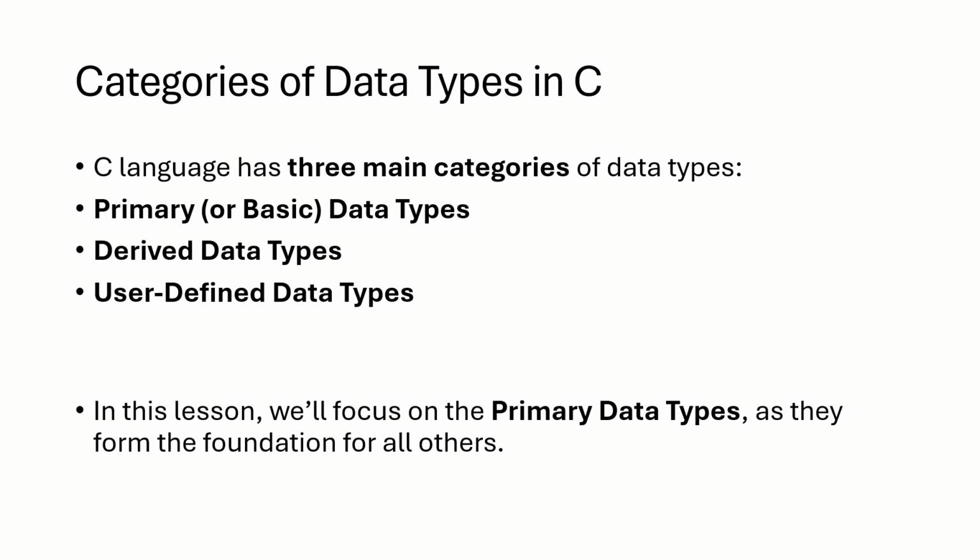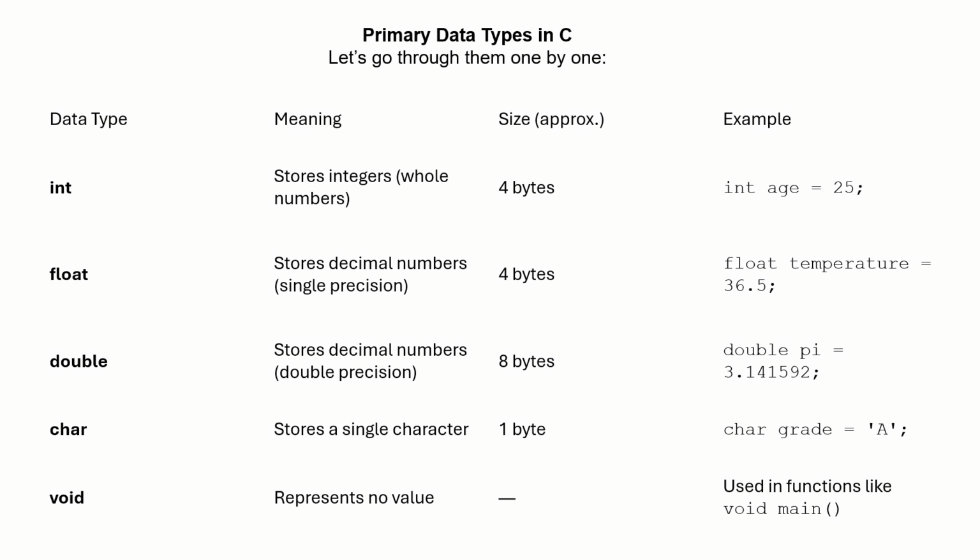Categories of data types in C. C language has three main categories of data types: primary or basic data types, derived data types, and user-defined data types. In this lesson, we will focus on the primary data types as they form the foundation of all others. Here's a list of primary data types in C. Let's go through them one by one.